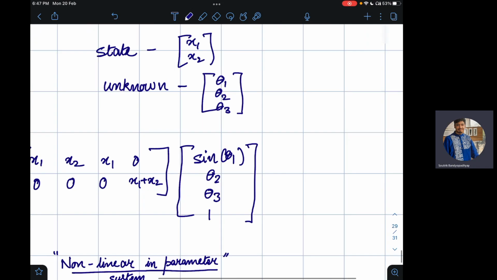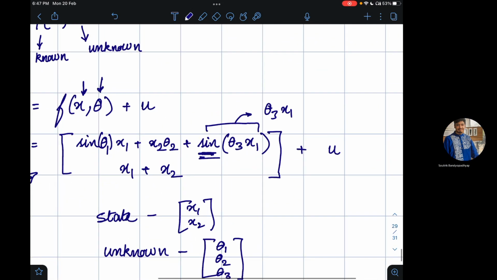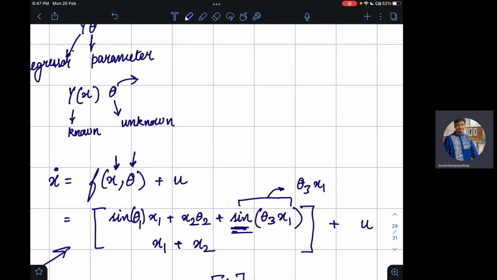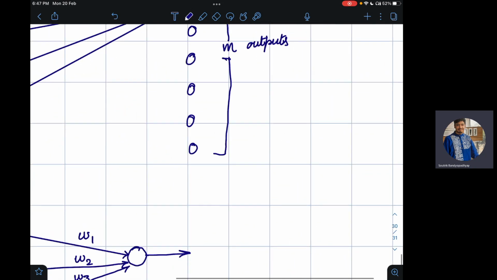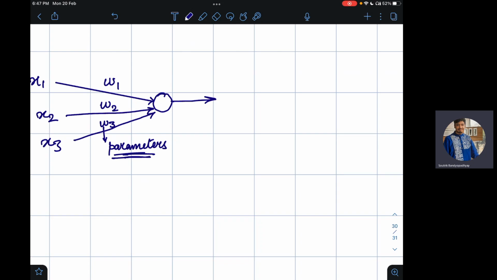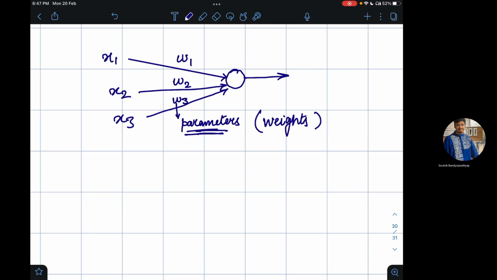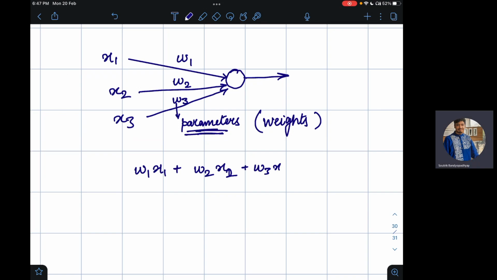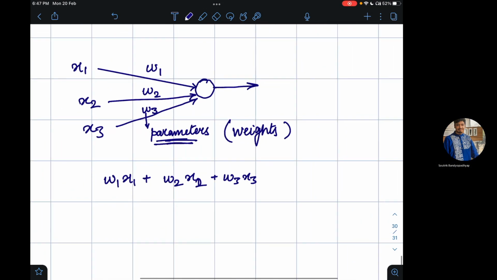So we had these kind of parameters over here, right? So theta was an unknown parameter. So we have these unknown parameters, which are nothing but weights. By weights, I mean I take each of the inputs and multiply it with the corresponding weight, and I add them together. So W2 into X2 and W3 into X3.